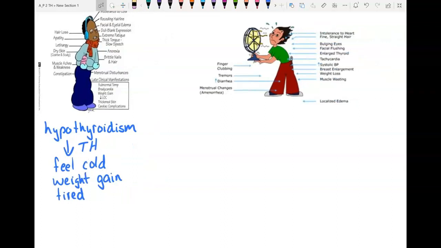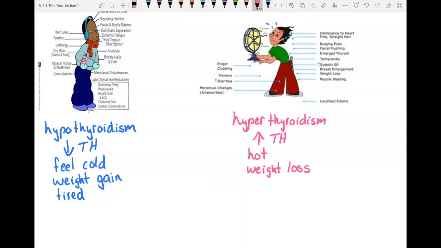The other end here, you can have hyperthyroidism. This is where you have too much thyroid hormone. So now you're going to feel hot all the time. Because of that second law of thermodynamics, you're making way too much body heat. You can also experience weight loss. And you're going to be too energetic, kind of jittery. The inability to sit still because you just have too much energy going on here.